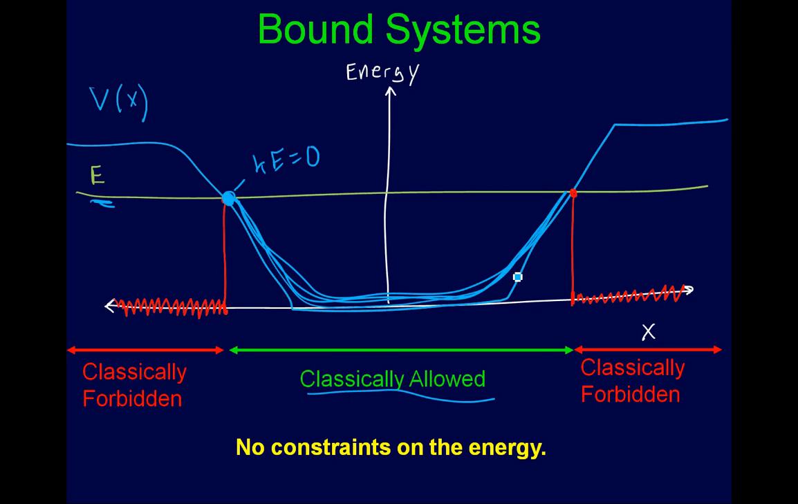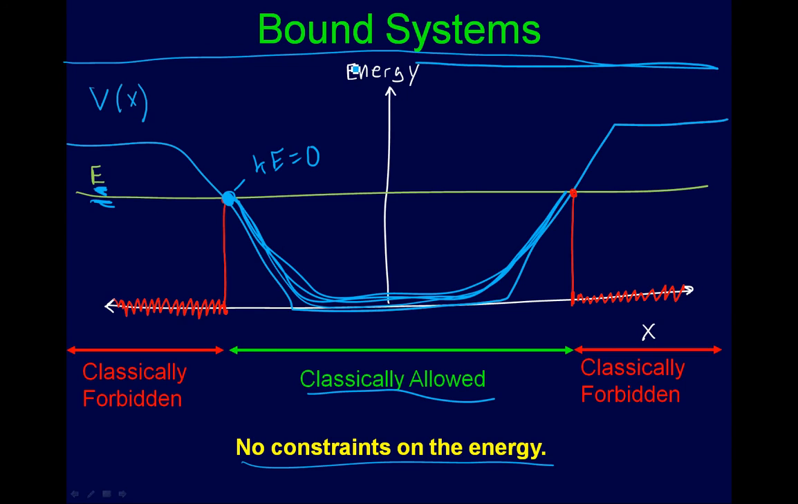In classical mechanics, one important thing is that there are no constraints on the energy. In this system, I could put my energy anywhere I wanted to, including up here, and then there would be no classical turning point. So I can basically do whatever I want. In quantum mechanics, we'll see it's a little bit different.